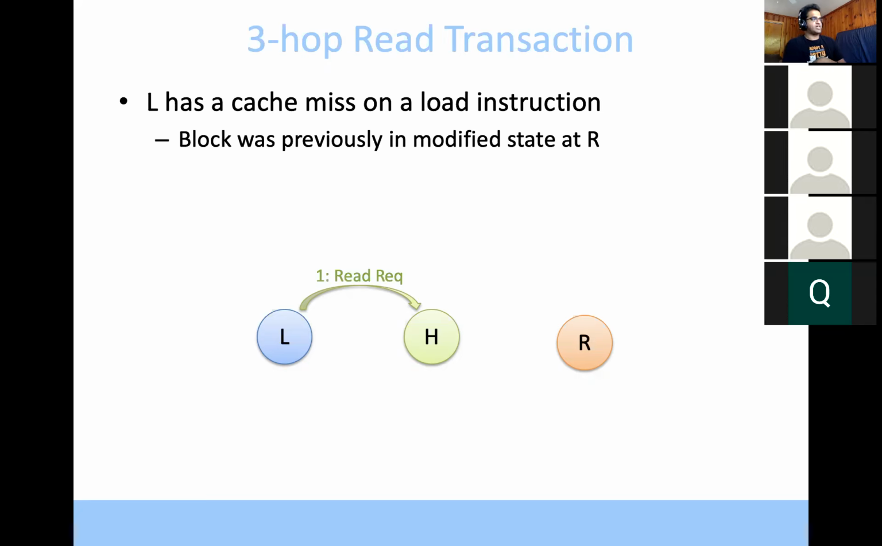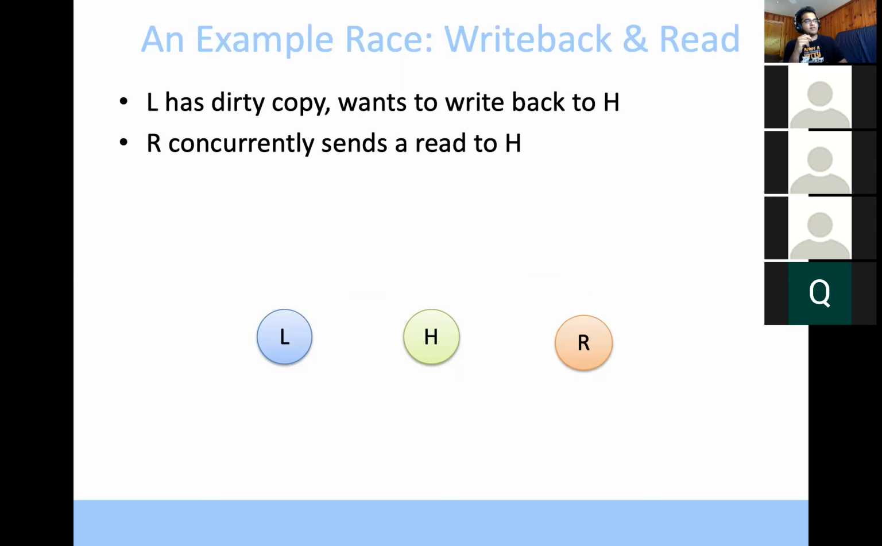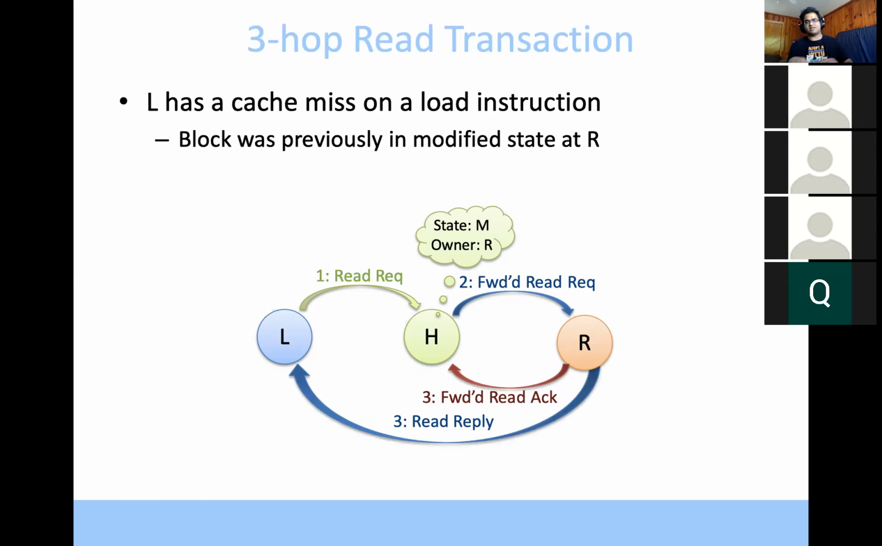You can also speed that up by making this a 3-hop read transaction, which is, you ask for the data, H forwards the read request to R, and then R replies with an ACK and sends the data to L. So you cut off one hop here.